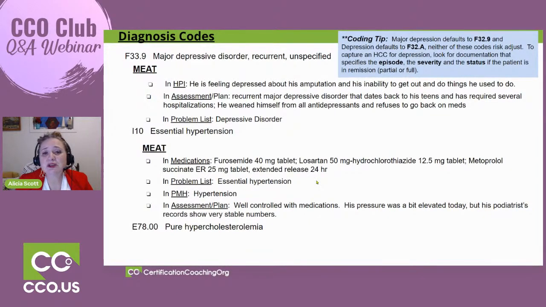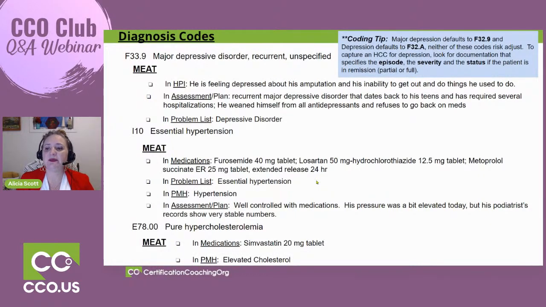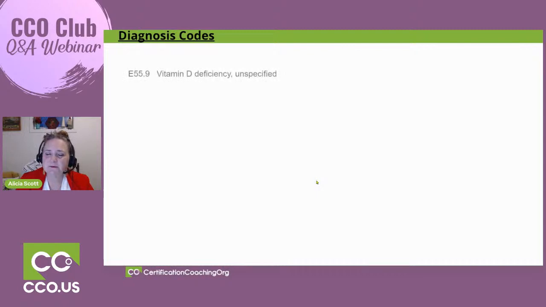Then we have E78.00, which is pure hypercholesterolemia. Don't get into the trap of just picking that generic high cholesterol. There's more than one type. E78.00 is one. So the meat, medication, Simvastatin, anything that says statin at the end is going to be for cholesterol. Then we have in the PMH, elevated cholesterol, and an assessment and plan: Hey, we're going to order a lipid panel. All of those give you that magic golden thread to go from one to the other.